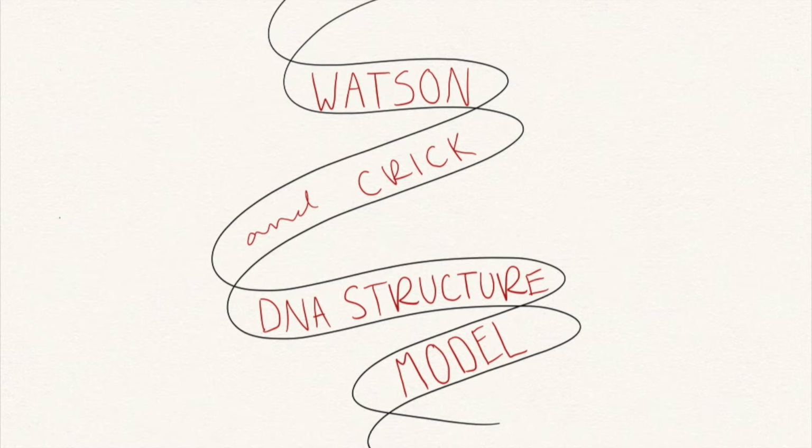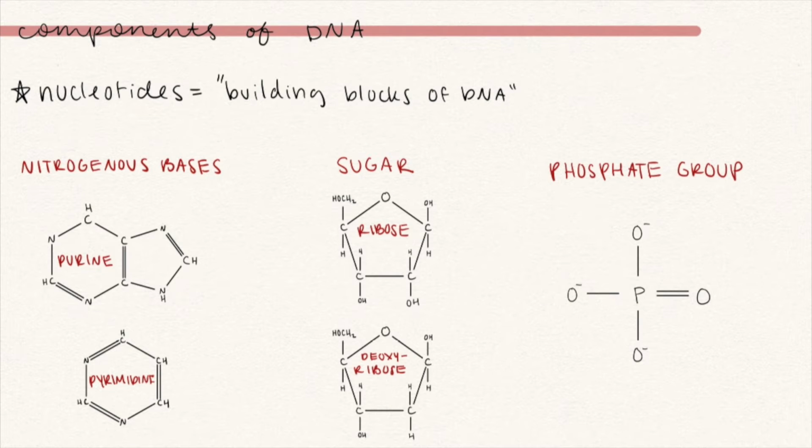Let's talk about Watson and Crick's model of DNA. In order to understand this model, we must first discuss the components. Nucleotides are the building blocks of DNA, and they're composed of three things: nitrogenous bases like adenine, guanine, thymine, and cytosine, a sugar, and a phosphate group.